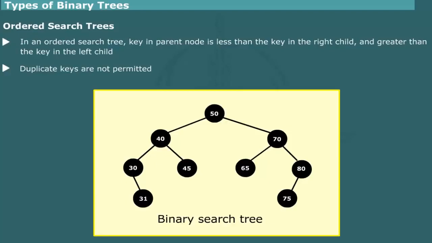Notice that the value 50 contained in the root node is greater than all values contained in the left subtree, which contains 40, 30, 35, and 31. Also, root value is less than all the values in the right subtree comprising 70, 80, 65, and 75. This principle applies to all the nodes. We shall explore binary search tree in greater detail in a later section.